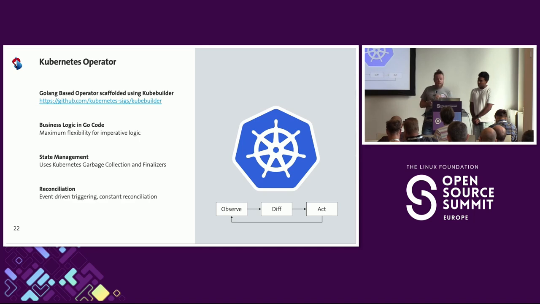And last but not least, reconciliation is given because the operator itself hooks into the Kube API using a watch, so it will get informed as soon as any change happens on the resource. So that's a big advantage compared to Ansible, because we have the runtime, the operator is running on the cluster usually, and we have the triggering. So we have a nice event-based system with Kubernetes.